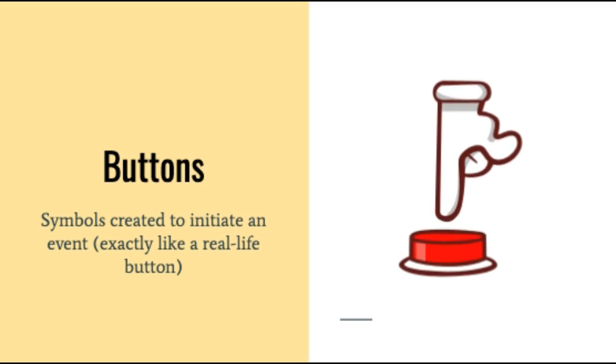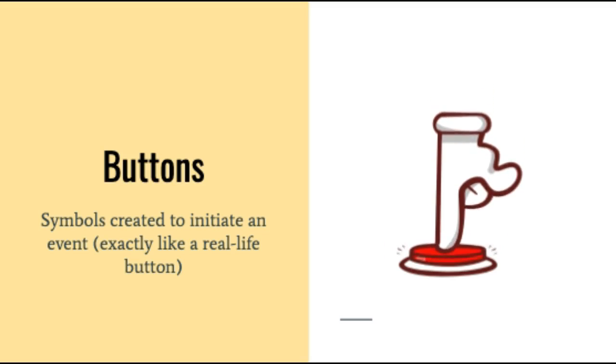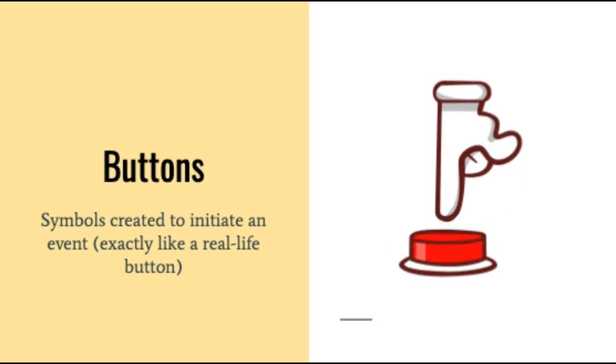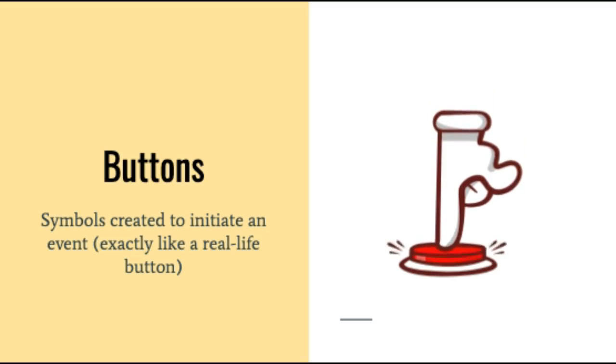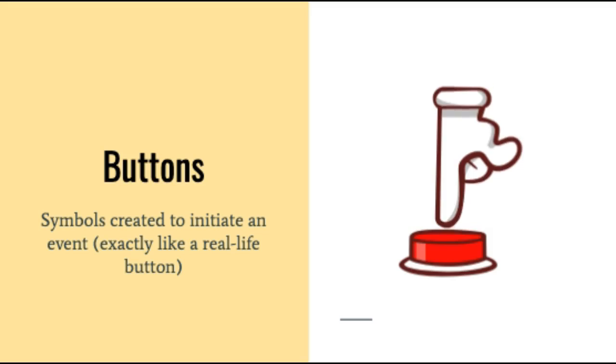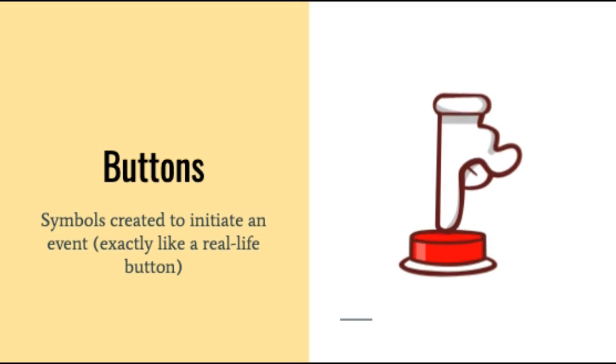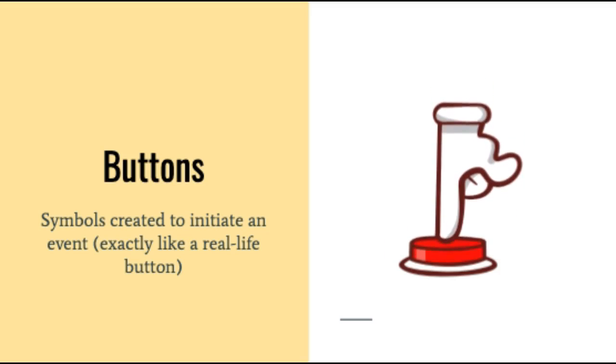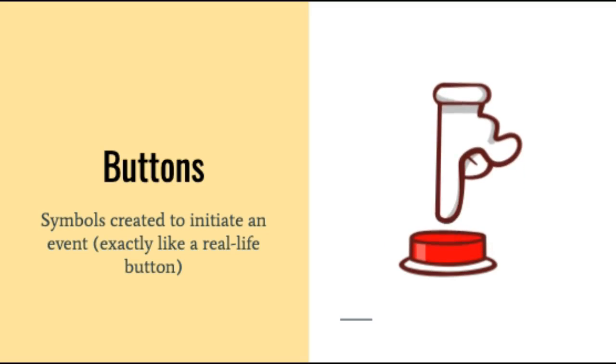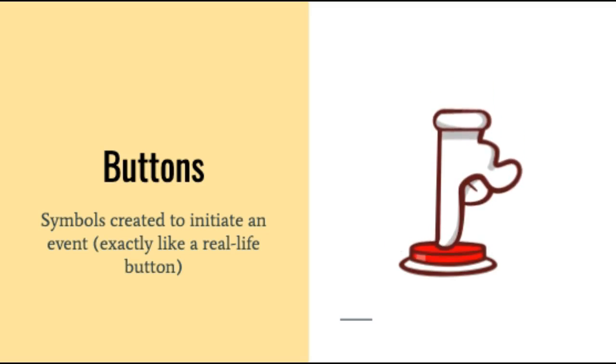The last type of symbol that we have available is a button. We won't be using too many buttons in this course, but buttons work exactly the way they sound. They are symbols created to initiate an event, just like a real-life button. If you press a button on an elevator, the elevator goes up or down. If you press a button in an animation, it causes another thing to happen in your animation.